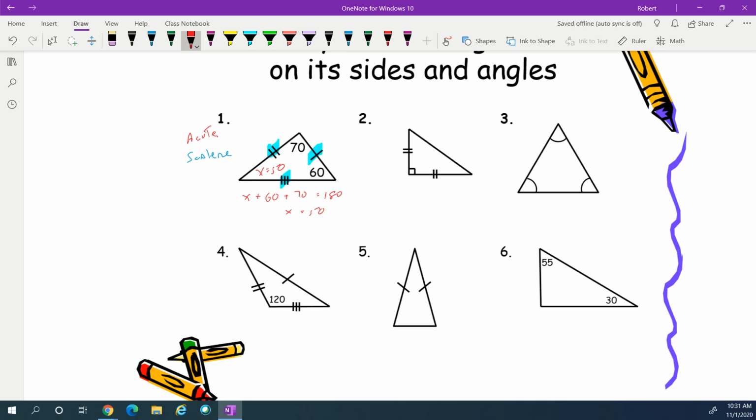If we look at number two, we can see that this is a right, and then we can say isosceles. Now remember, in an isosceles triangle, two sides are the same, but it also means two angles will be the same. And we're going to talk more about isosceles triangles in a few minutes. In number 3, it is shown to us that it is equiangular. All three angles are congruent, which means all three sides are the same. So it is also equilateral.